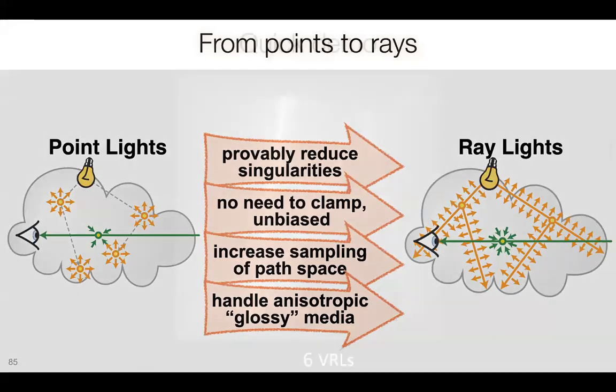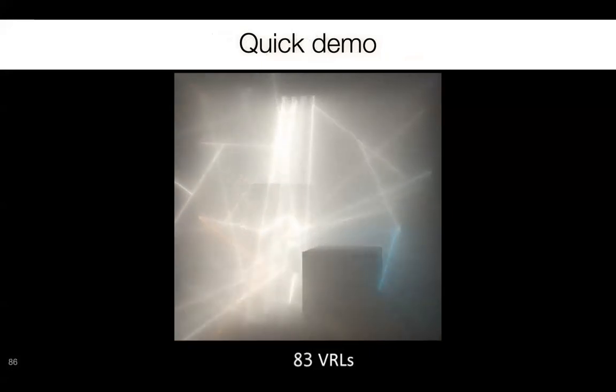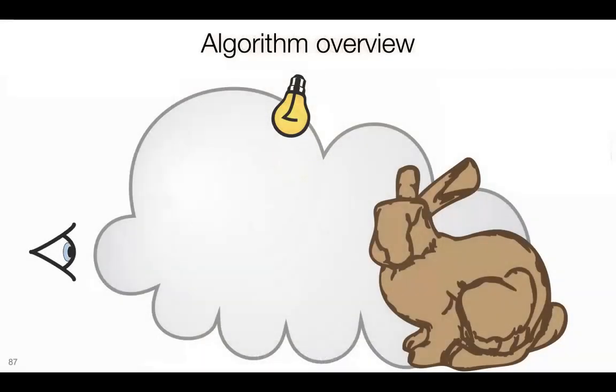Just to give you a quick demo of how the VRLs, the virtual ray lights, work. Initially you see these artifacts because of the ray lights which are visible, but after a sufficient number of samples, these artifacts are not visible and you can see the images rendered pretty well. Okay, so how does the idea work?